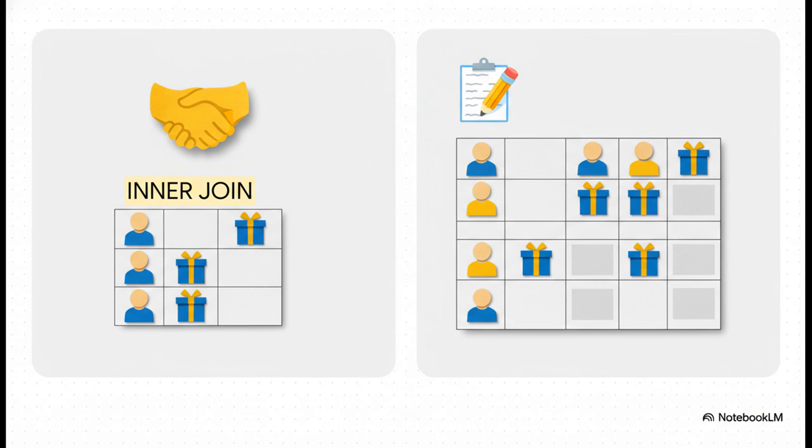Now, there are a few different kinds of joins. Let's look at the 2 most common ones. An inner join is kind of strict. It only gives you results where there's a match in both tables. So in our party, that's only the guests who actually brought a gift. But a left join is way more inclusive. It gives you everyone from the guest list, and if someone didn't bring a gift, that spot is just left blank or null. Super useful if you want to see who you need to chase down for a gift next.